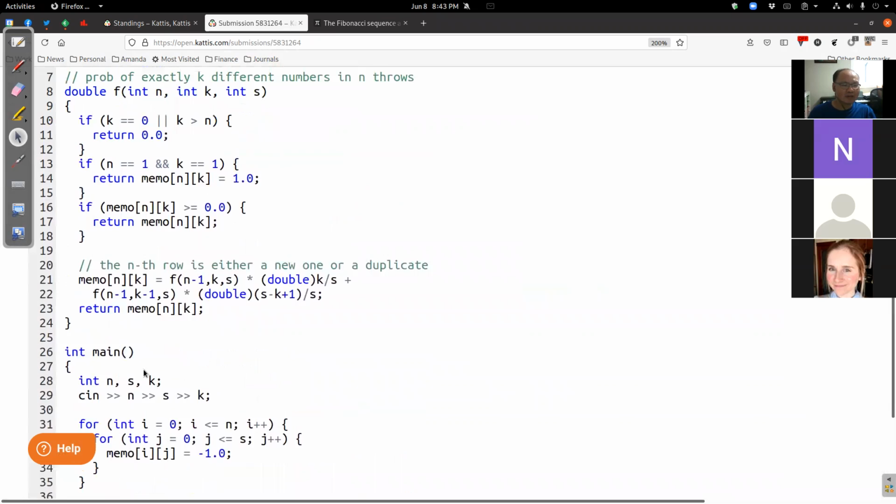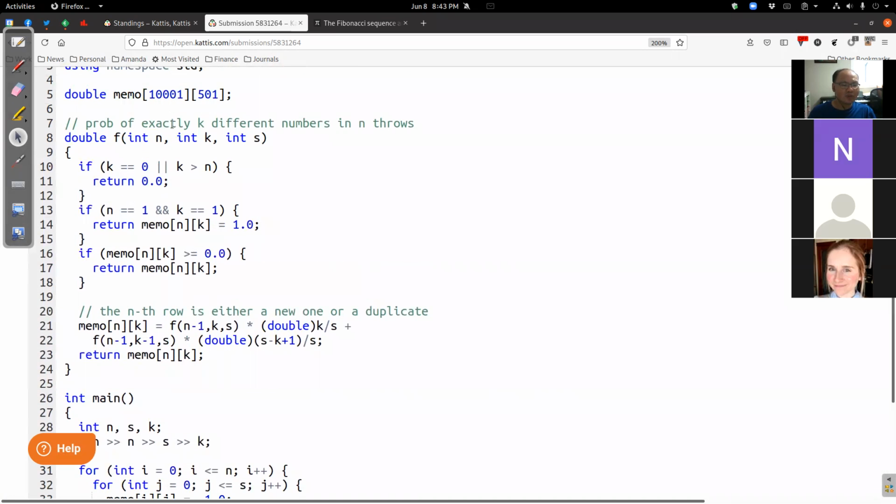And then the algorithm to compute this, the probability of getting exactly k different numbers in n throws. Okay, so if k is equal to 0, so if I see no faces, or if k is greater than n, the probability is 0. So those are the edge cases. If n and k are both equal to 1, that's another edge case. And then this is the dynamic programming part. If I've already computed it, I just return it.